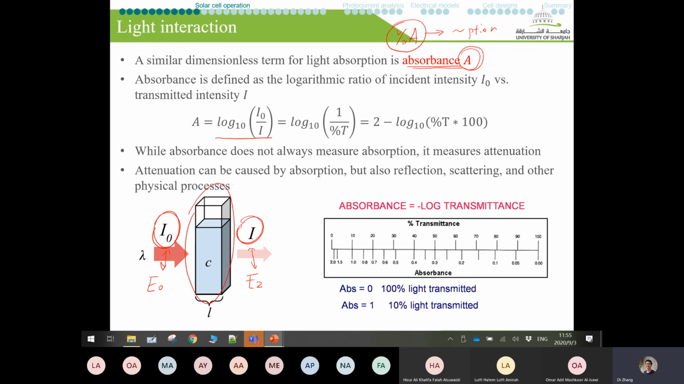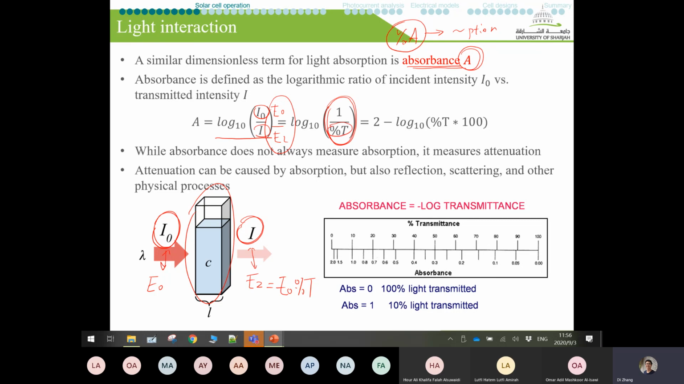With this definition, absorbance is a log ratio parameter. It equals log 10 of I0 over I. If we follow our definition here, this is essentially E0 over E2. E0 over E2 is basically the inverse of transmission, because we know that E2 equals the incident irradiance times the percentage transmission. So basically we have a very simple relationship for absorbance. It is only related to transmission.